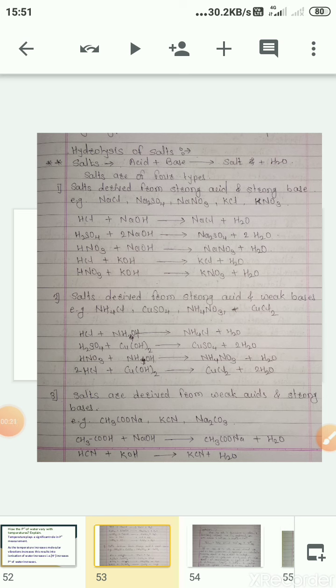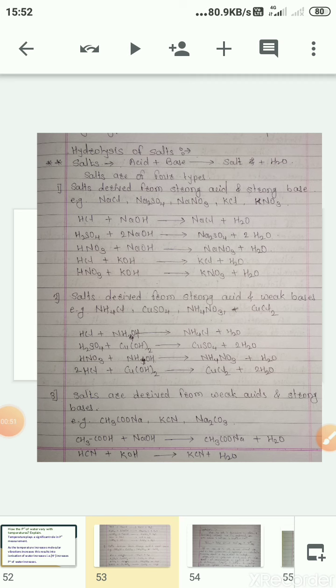In previous classes, we have learned one reaction, which is the neutralization reaction, in which acid reacts with base to form salt and water. That means salts are formed by the reaction of acid and base. Now, depending on the nature of the acid and base, salts are of four types.